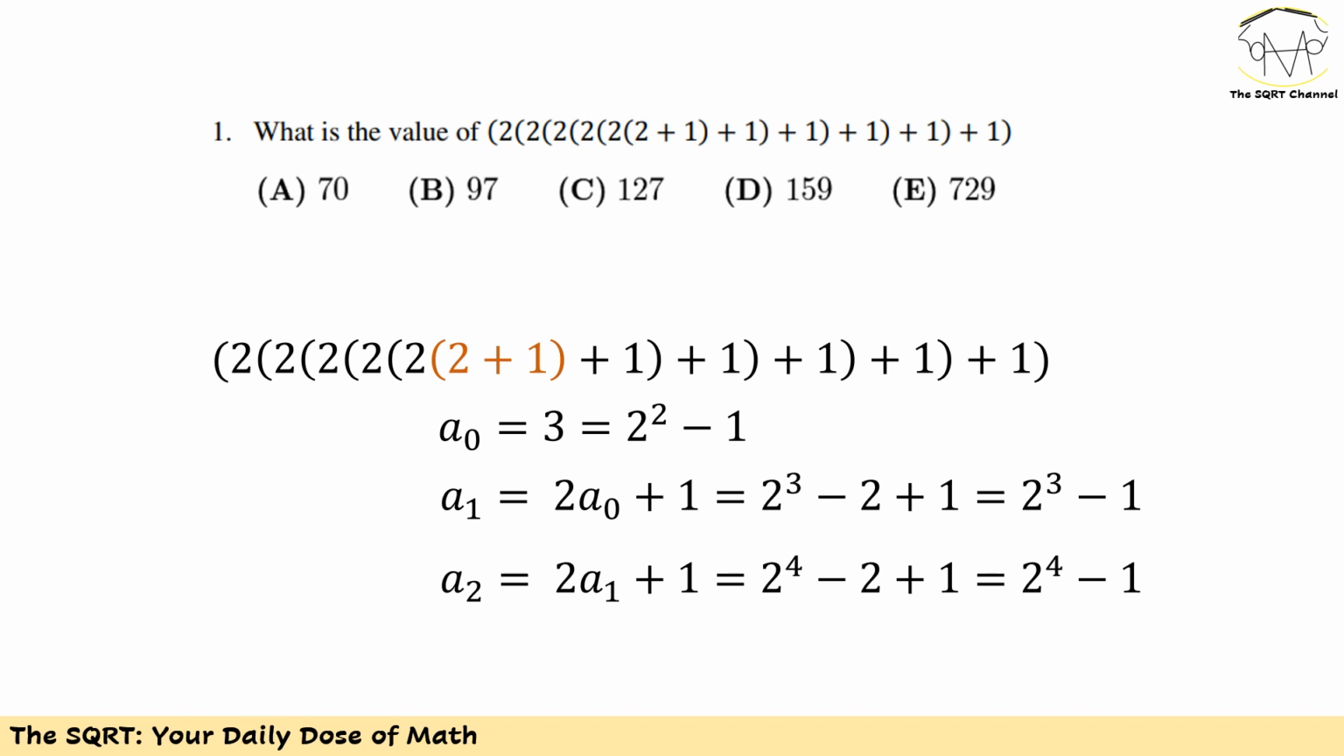Now, if you count, you will see that in total, I have 6 twos in the whole expression. So, at the end, the answer is going to be 2 to the power of 7 minus 1, which is 127, and that's the answer that we were looking for.